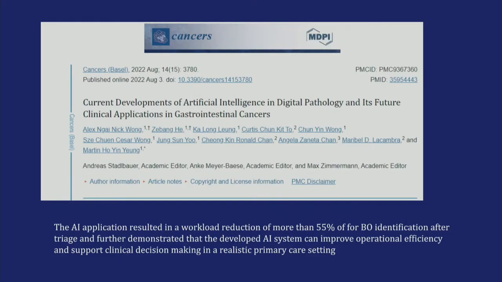And a lot of studies have shown that there's much development of AI in digital pathology and in GI cancers. And this study has shown more than 55% of the biomarker identification after triage, and they have further demonstrated that the AI system can improve the operational efficiency and support the clinical decision into a more realistic care.